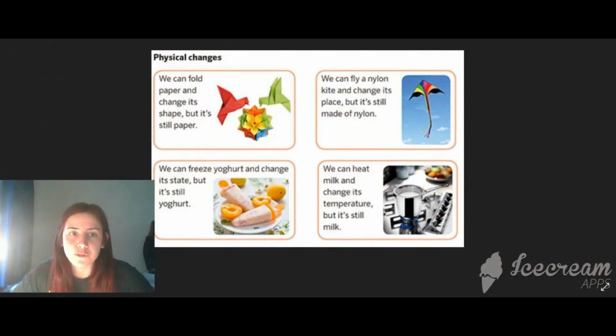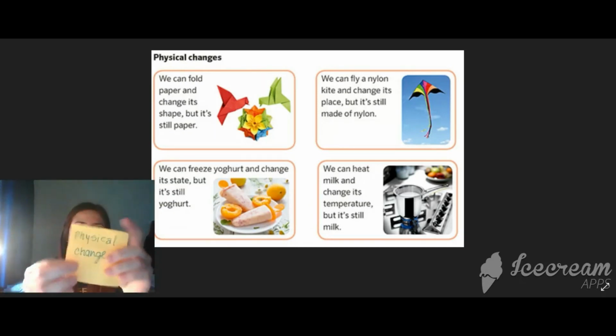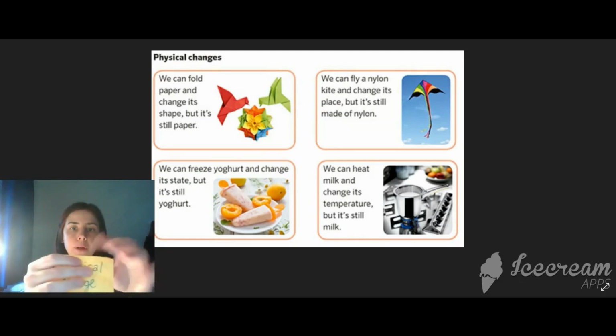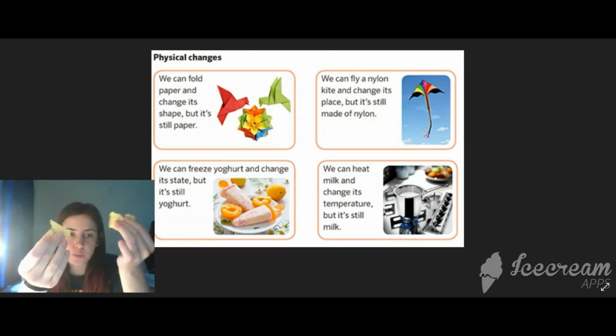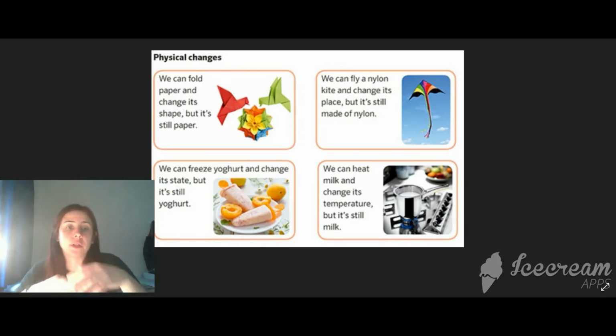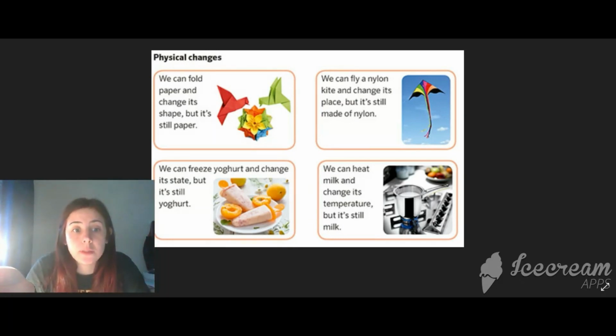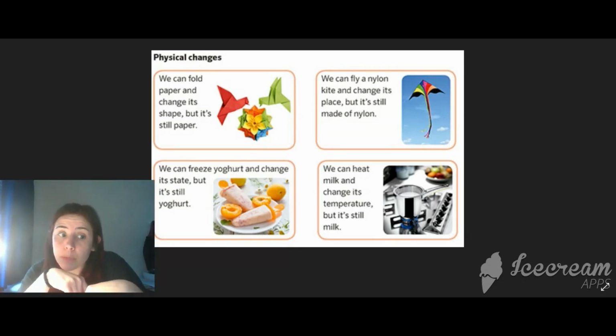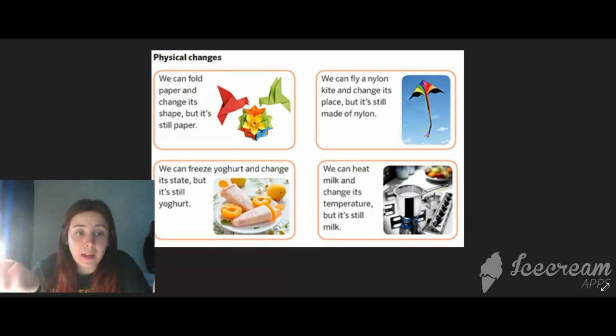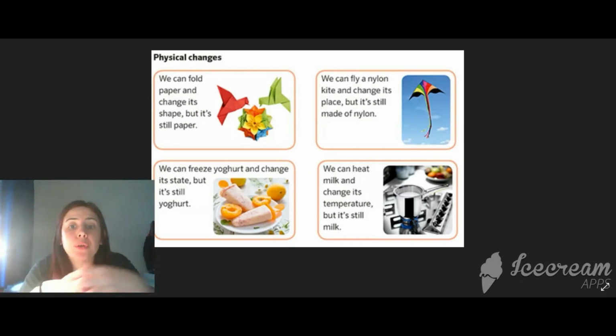So, some examples of the physical changes, as you can see, are the paper, when you fold a paper or you cut it. For example, I have here a paper. I can fold the paper, or I can cut the paper or make small pieces, but the molecules are still the same. It's paper, okay? Another example, when you freeze the yogurt, it's still yogurt. Or a kite made of nylon, if you fly a kite, it's a kite. It doesn't change the matter. Or when you heat the milk, you change the temperature. Now it's hot, but it's still milk. You don't change the matter.